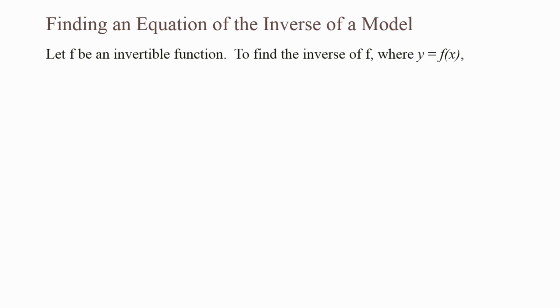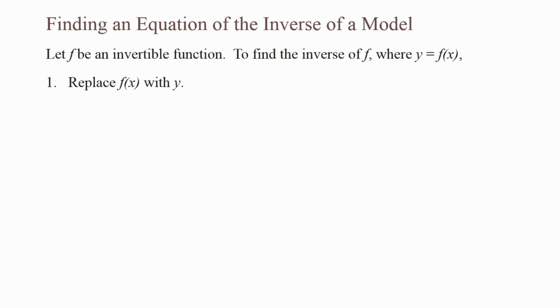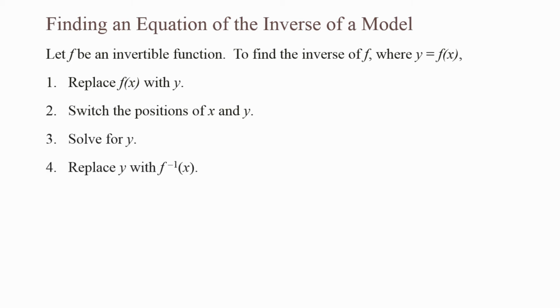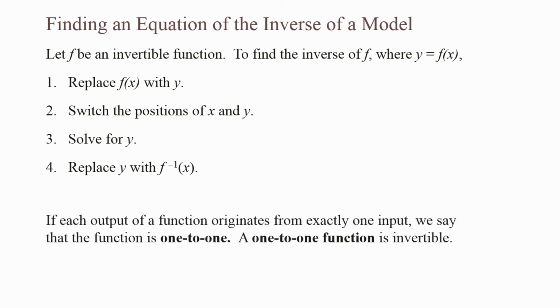Finding an equation of the inverse of a model. Let f be an invertible function. To find the inverse of f, where y equals f of x: number 1, replace f of x with y. Number 2, switch the positions of x and y. Number 3, solve for y. Number 4, replace y with f inverse of x. If each output of a function originates from exactly one input, we say that the function is one-to-one. A one-to-one function is invertible.